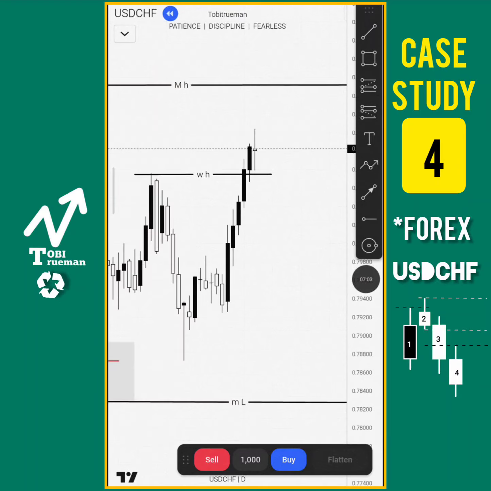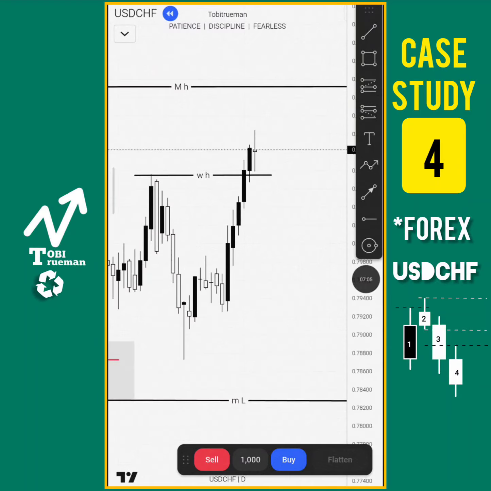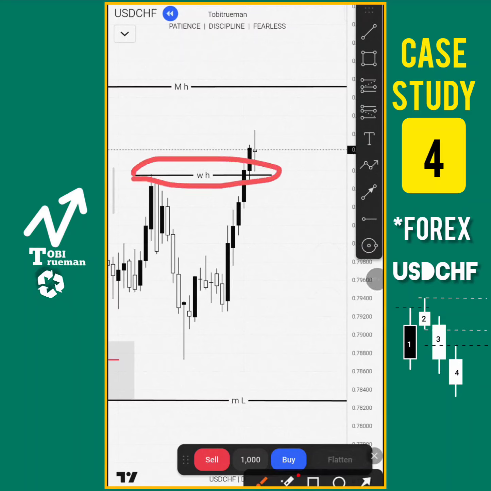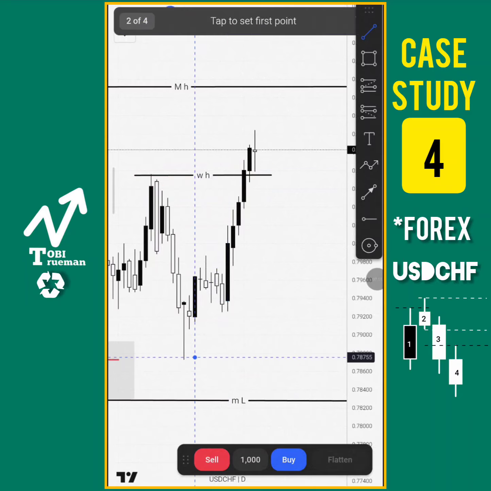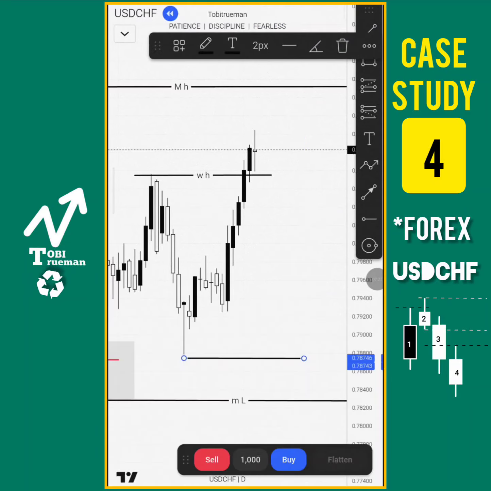This is on the daily time frame. Okay, I expect price to come and take out this previous high point, and then this will be the weekly low. The weekly low has now been confirmed. Here is the previous week low. Sorry, that's the month low.